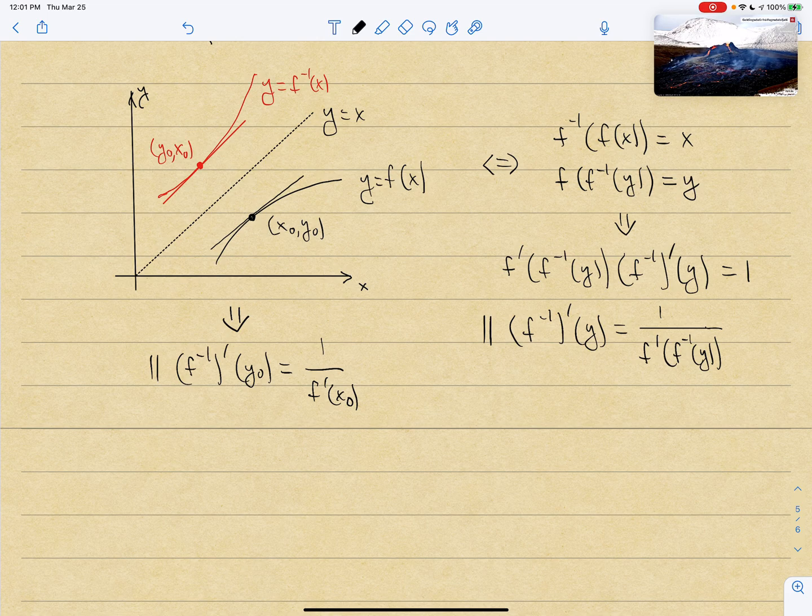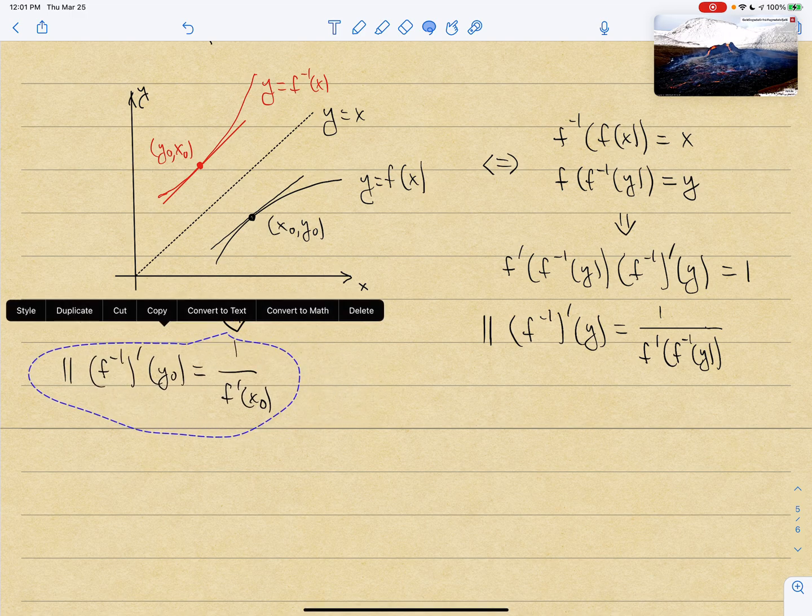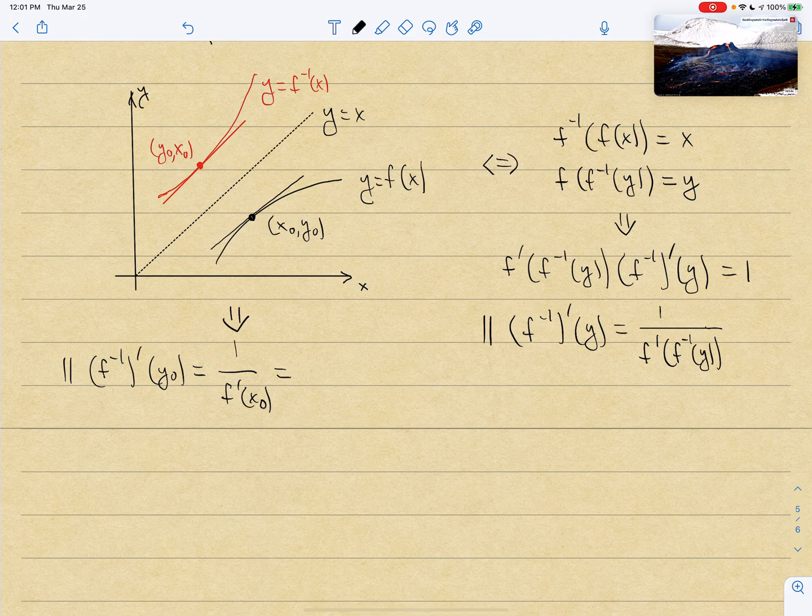Because let me amend this a little bit. So what is x0? x0 is f inverse of y0. Right, so the formula indeed is the same. All right, and so now what I want to do is I want to actually prove that this formula is true.